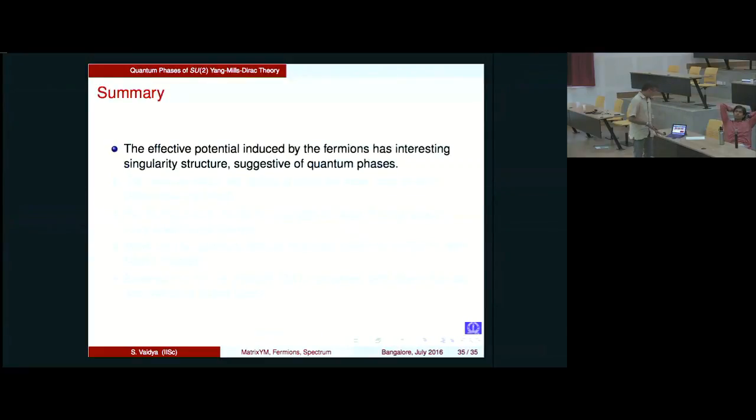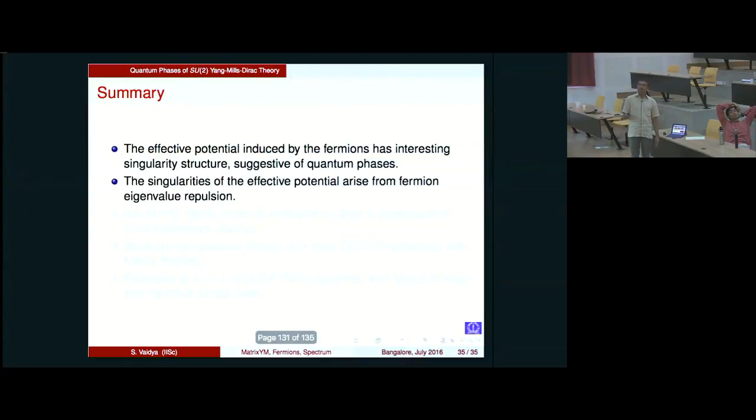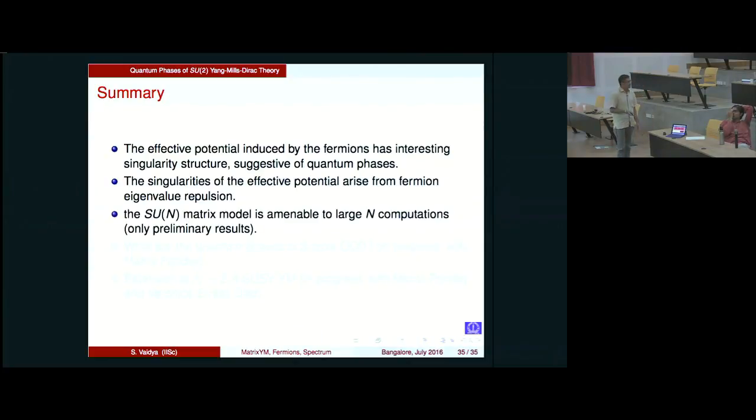So I just want to summarize here because I'm many, many minutes over time. The effective potential induced by the fermions has an interesting singularity structure that is suggestive of quantum phases. These singularities arise whenever two of the fermion eigenvalues collide. So you could, if you like, think of it as eigenvalue repulsion. These SU(N) models, which is the kind of thing that Spenta was asking about, are amenable to large N computations, and we have only very preliminary results for them.